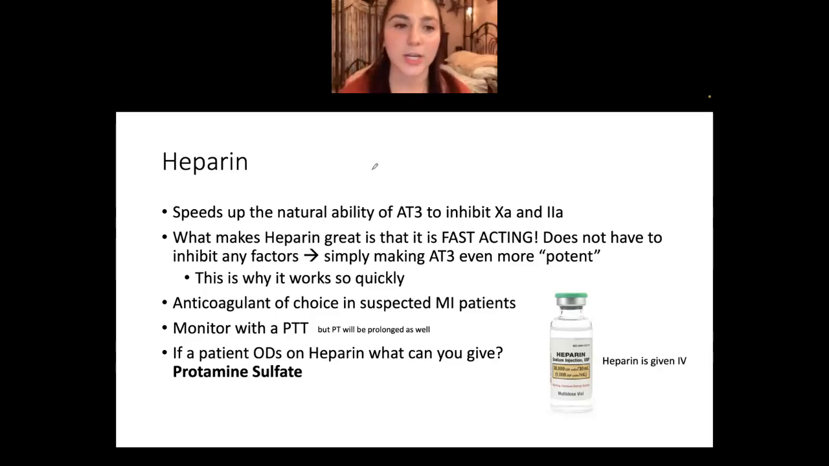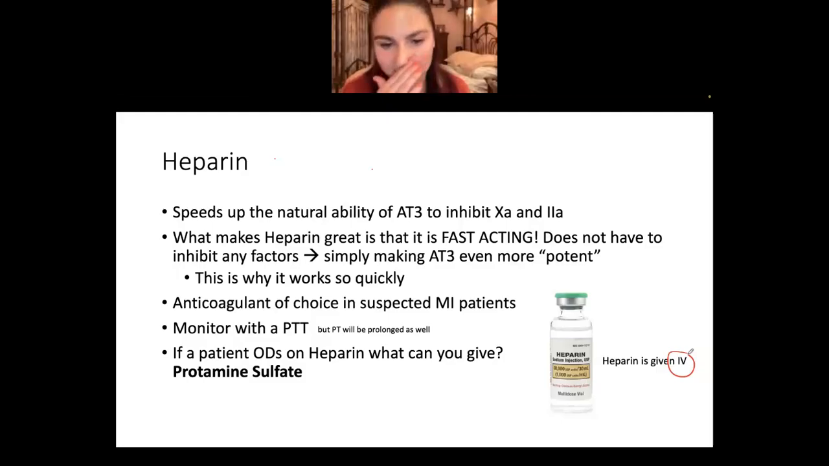But why this is such a great drug is that it is super, super fast acting. It does not have to inhibit any factors. All you're doing is making antithrombin 3 more potent. That's why it works so quickly. That's why if you're in the hospital, patients get heparin. And the other thing with heparin is it's given IV. It's like an injection through an IV. So usually this is for inpatients. You really can't do heparin outpatient.